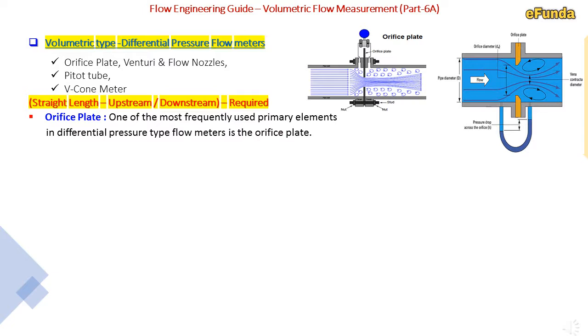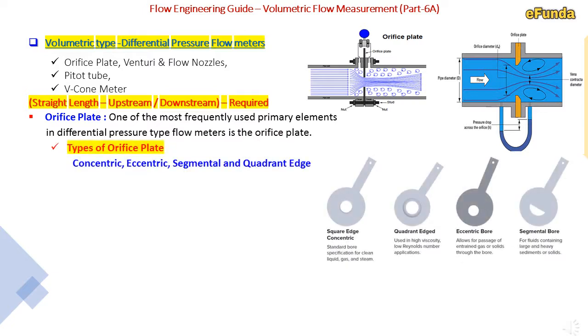There are various types of orifice plates being used. Most common is the concentric square edge orifice. This is generally used for steady flow of clean homogeneous flow of liquids, gases, vapor, those which are relatively non-viscous.